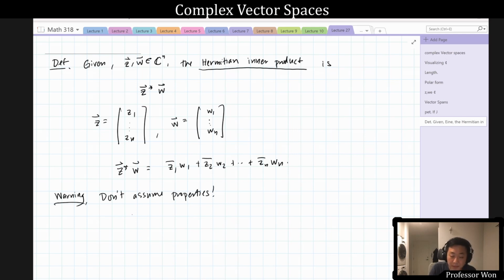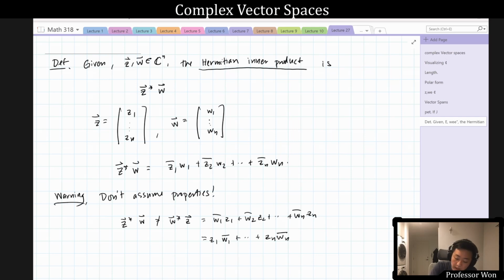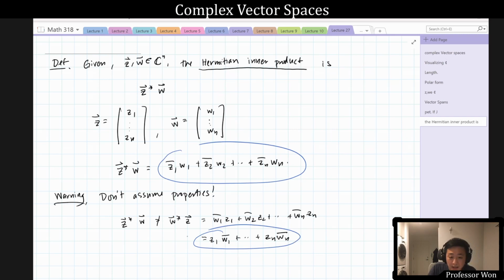In particular, we know that the dot product is commutative. In general, Z star W does not equal W star Z. Why? W star Z is W1 bar Z1 plus W2 bar Z2 plus Wn bar Zn. And of course, multiplication of complex numbers is commutative, so you can move the Z's to the left and the W bars to the right. But this quantity and this quantity are not the same. They're conjugates of one another.